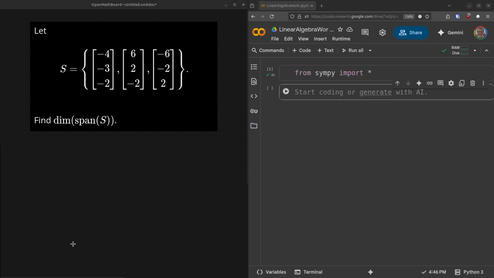Let's take a look at this example here. So we have S equal to this set of three vectors. We want to find the dimension of the span of the set of vectors in S. So how do we go about doing this?